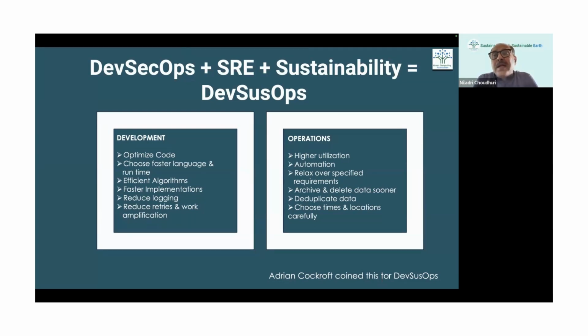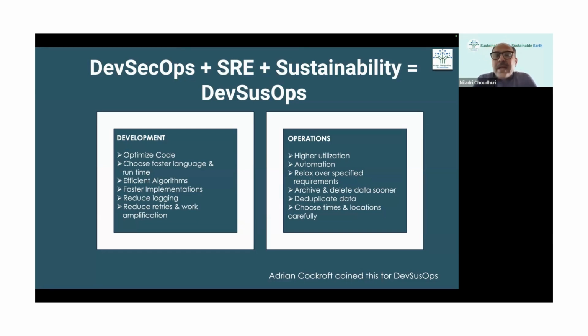We need developers to start understanding how the basic work happens for each of the tools. Then only we will be able to use the tool in the way that we need to use. Just knowing how to drag and drop and create some program is not good enough anymore. Choose faster language and runtime, efficient algorithms, faster implementations, reduce logging, reduce retries and work amplifications.